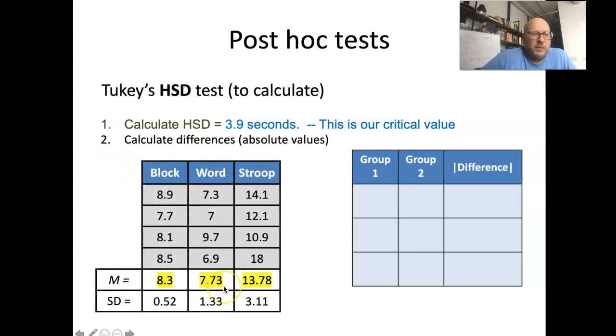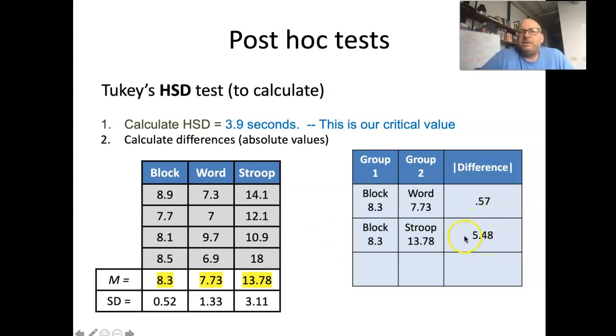All right, so this is my table from step 3 of my ANOVA. We did that preparing for the ANOVA. So what I'm going to do over here is just show all the possible differences. The block group is 8.3, word group is 7.3, and so the absolute value of the difference is 0.57 seconds. Block versus Stroop, the difference there is 5.8 seconds. And notice I don't care about the sign here. We don't need to know if it's positive or negative. Word versus Stroop, 6.05 seconds. So that is all of the possible comparisons we can do.